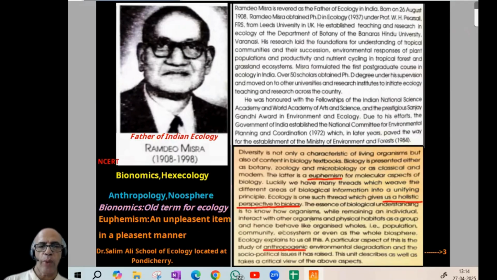Then terms like bionomics, ecology, anthropology, noosphere. Then Dr. Sayamali School of Ecology at Pondicherry. Then euphemism, an unpleasant item in a pleasant manner. Then that way, some direct terms.